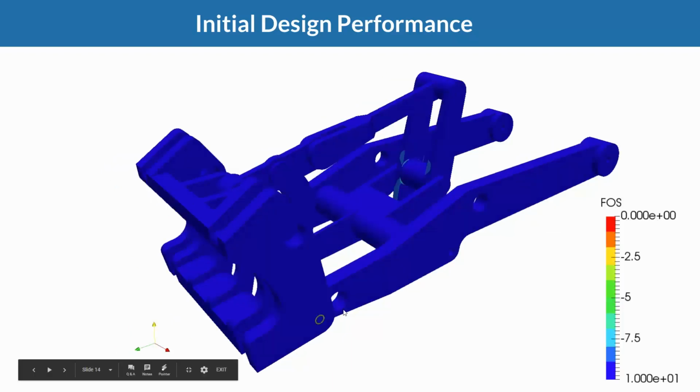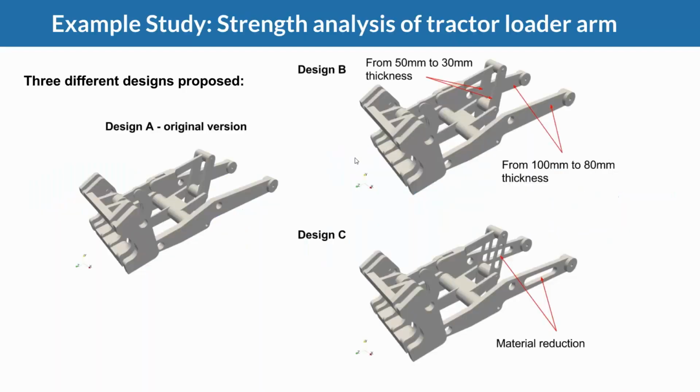And equivalently, we have the factor of safety calculated here, where red means we are very low and should improve there, and blue means we have a safe design and can already remove material. And here we see it's almost completely blue, so we are good here and might reduce the material to improve the overall design efficiency.